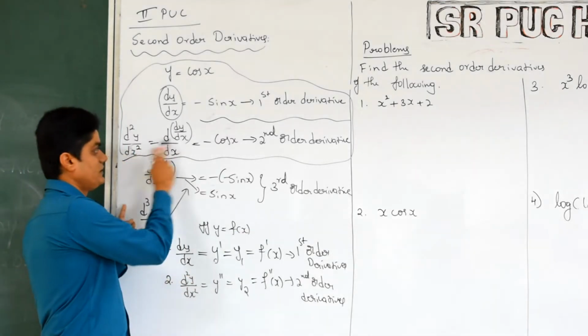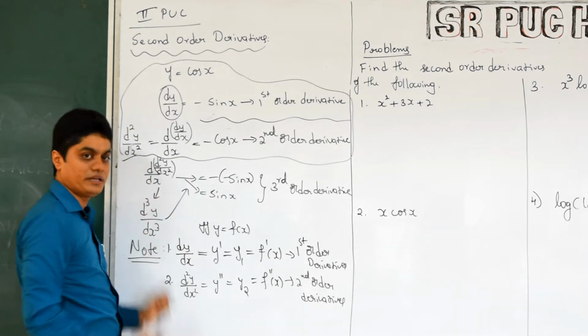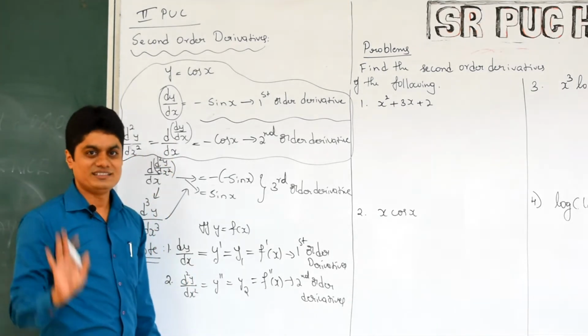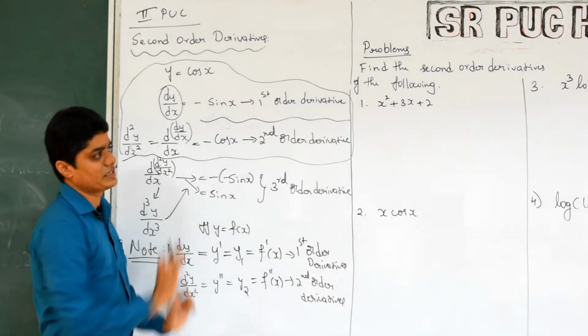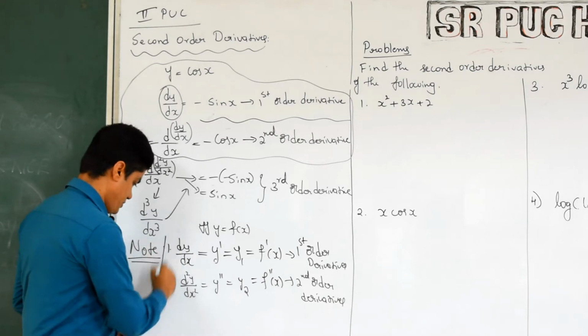Did you understand why? It comes like this: d by dx of dy by dx can be represented as d square y by dx square. So you can write it like this, like this, or like this. Okay, just remember this notation. Directly we can start solving problems from the exercise. So remember, this is an important note.